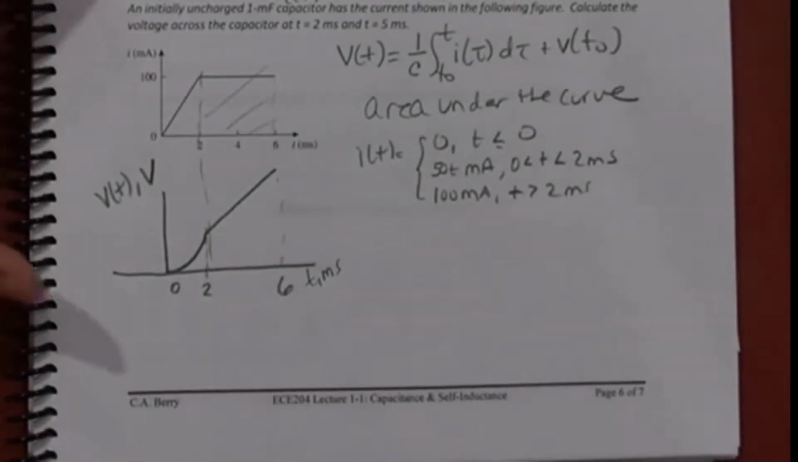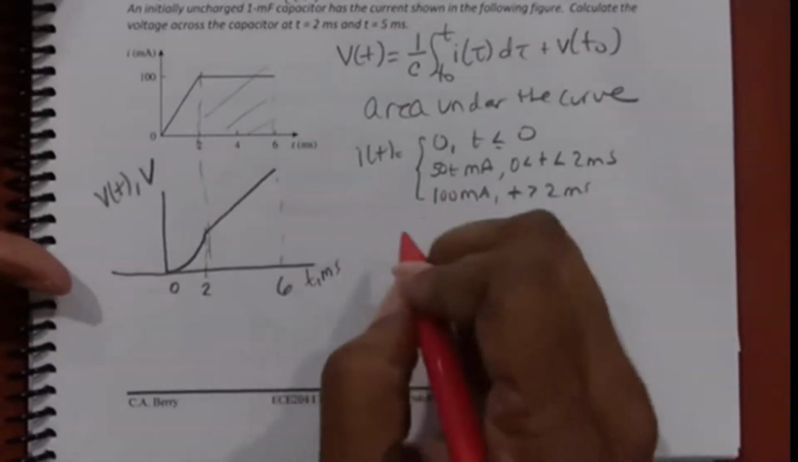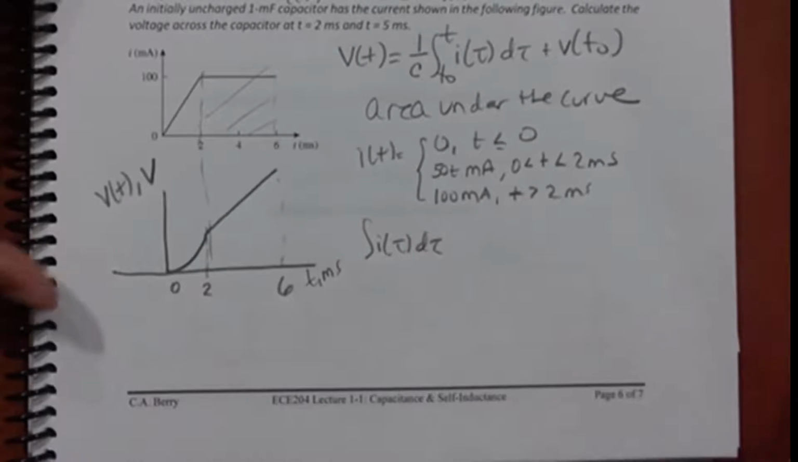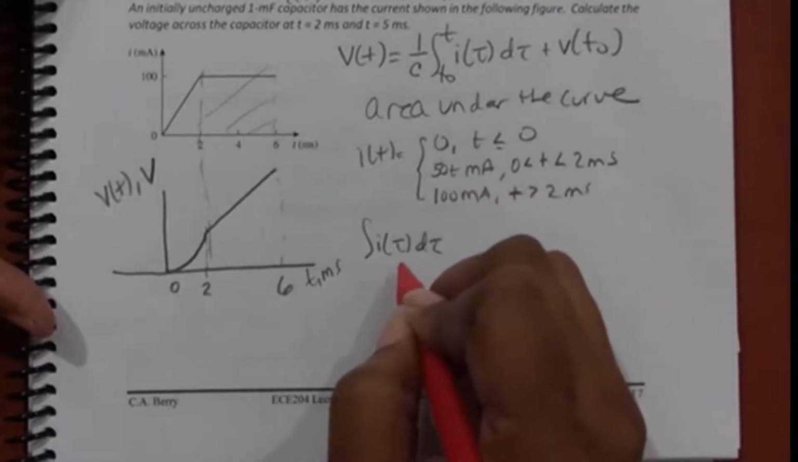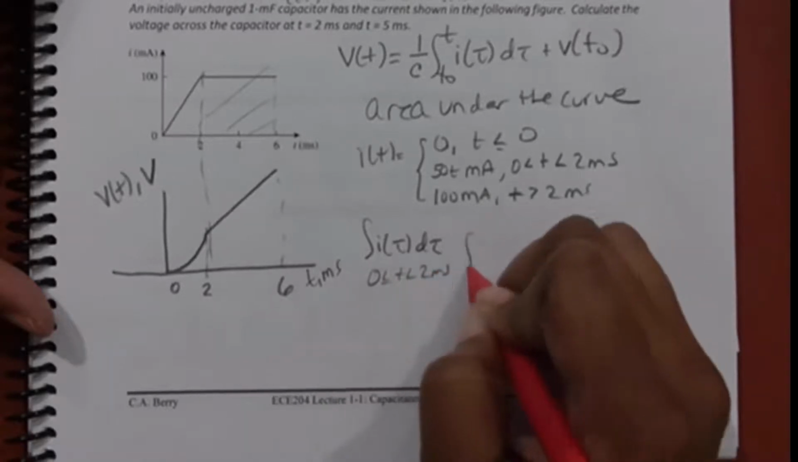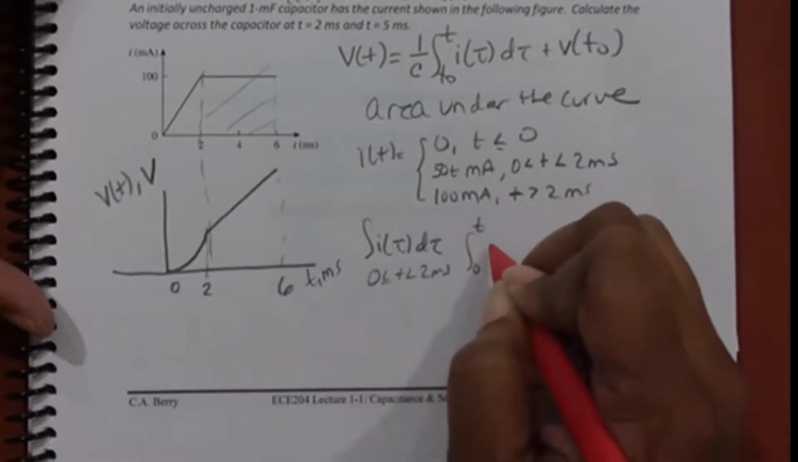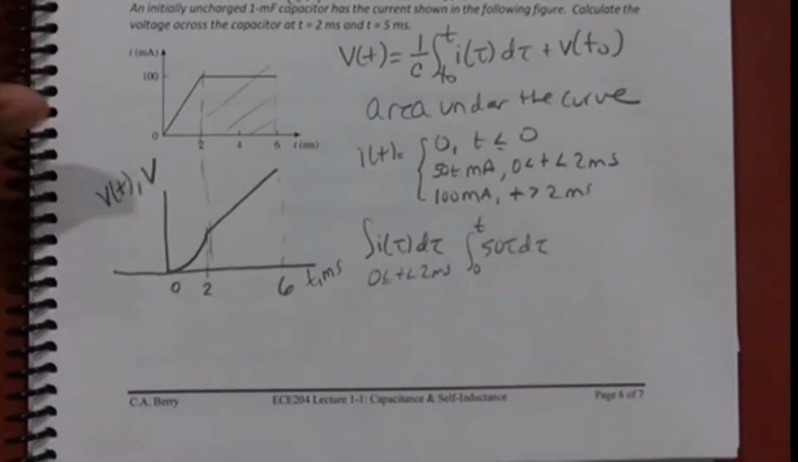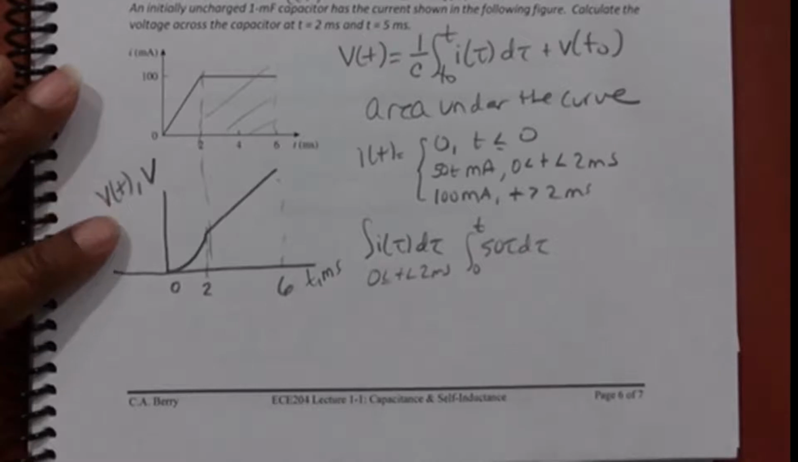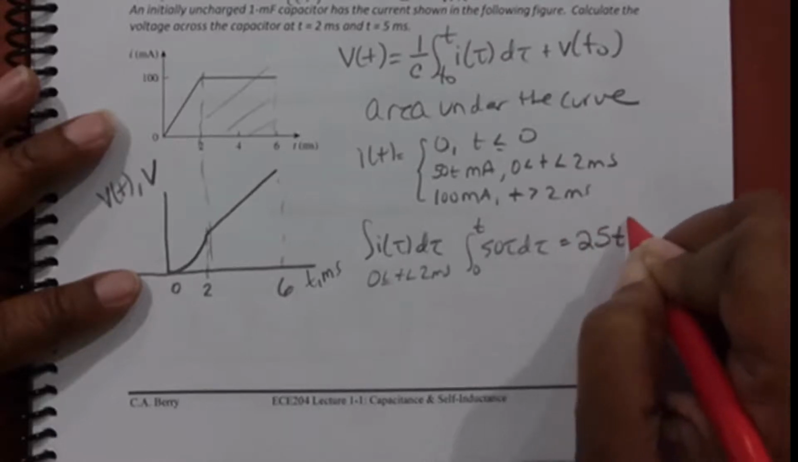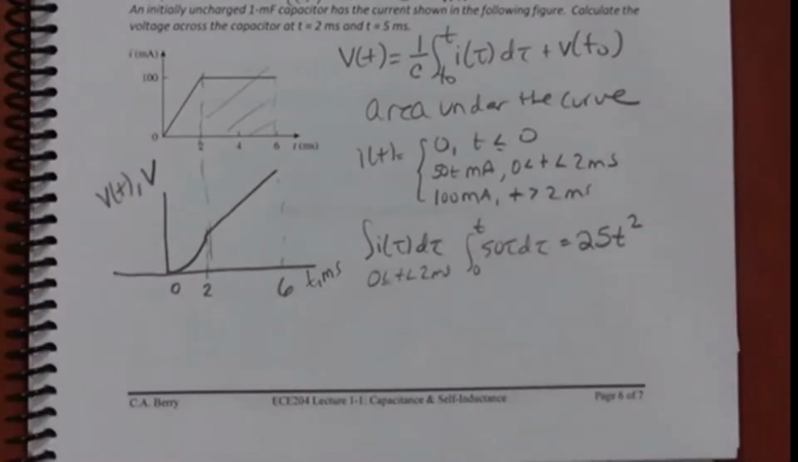All right, so what we're going to do is let's find the integral. So the integral of I of tau d tau between 0 and 2 milliseconds is going to be the integral from 0 to t, 50 tau d tau. Remember, it's not initially charged. I don't have to worry about anything like that, but this ends up being 25t squared. Does everybody agree with that?